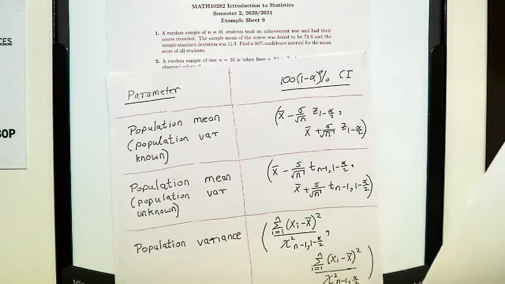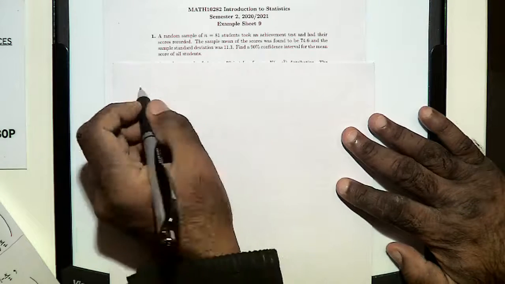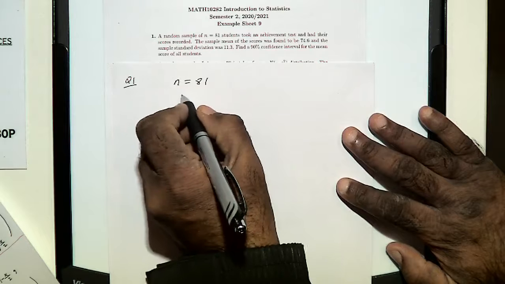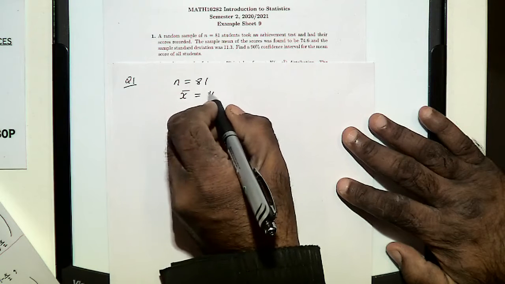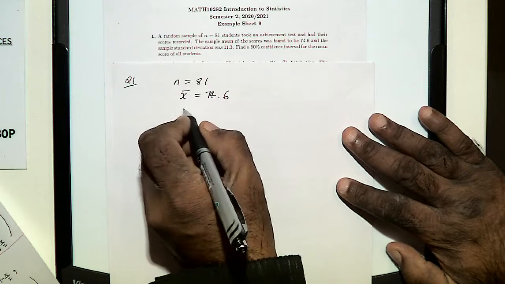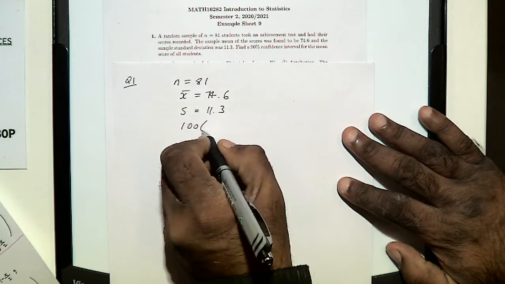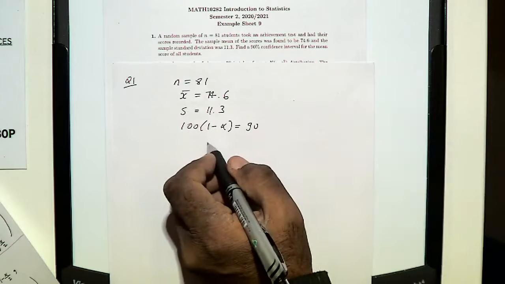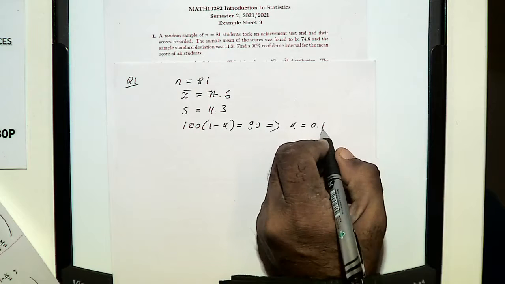Alright, guys. So let's start with question 1. The first thing to do is to write down everything that's given to you. You're told that n is 81. The sample mean is 74.6. The sample standard deviation is 11.3, and we are looking for a 90% confidence interval. So that means 100 times (1 minus alpha) is 90, so alpha is 0.1.